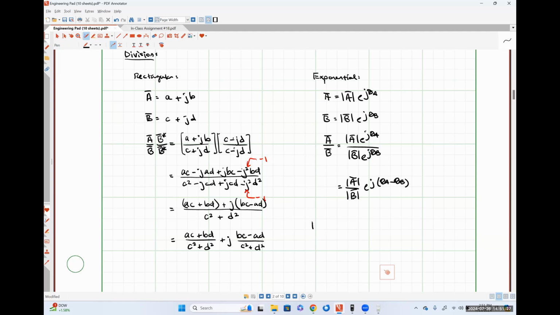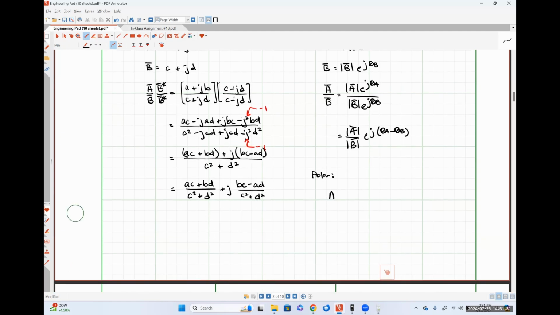And in polar form, that's simply the magnitude of A over the magnitude of B with an angle theta A minus theta B.